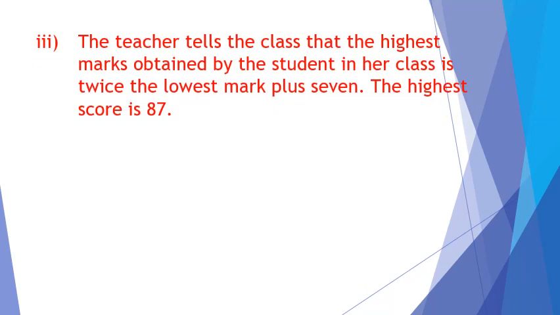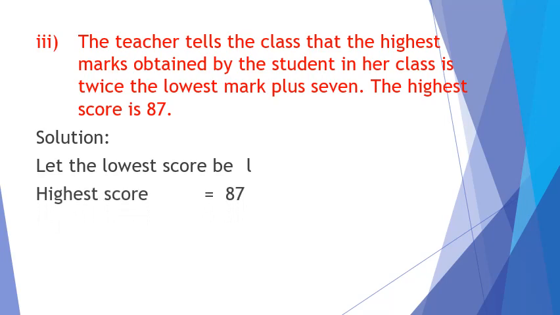Question number 3. The teacher tells the class that the highest marks obtained by a student in her class is twice the lowest mark plus 7. The highest score is 87. In the question it is given, take the lowest score as L.